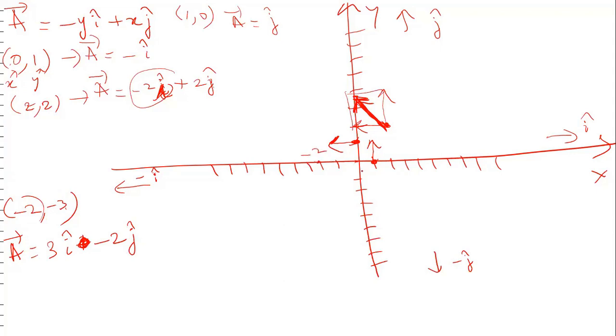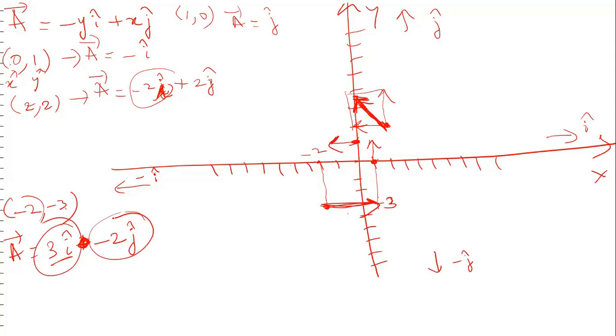So x value minus 2, y is minus 3. This is minus 2 coordinates, minus 1, minus 2, minus 3. This is minus 3 coordinates. So the corresponding coordinate point will be somewhere here. Here you have positive 3i. In this direction 1, 2, 3. So you will have the 3i vector here.